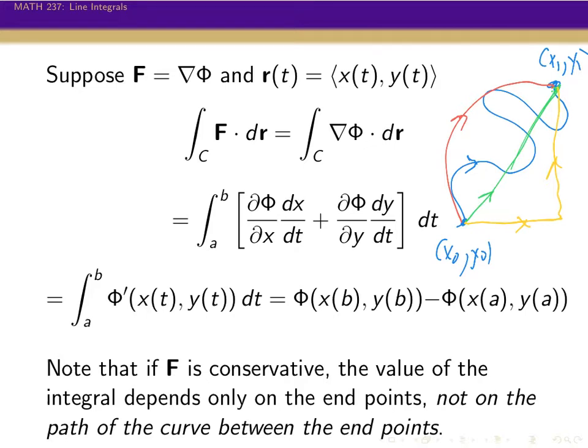And so if you have some path that you don't like, you can swap it out for a better path and get the same thing, so long as f is conservative. And so it is critically important that f is conservative here. And so this is one of the reasons why we like conservative vector fields. It makes the line integrals nice.